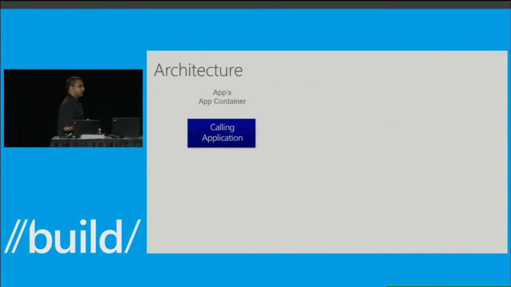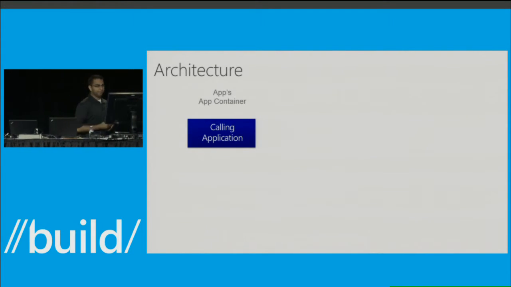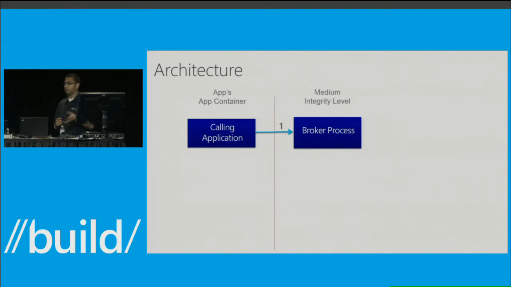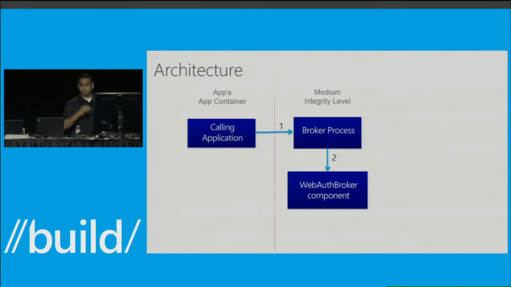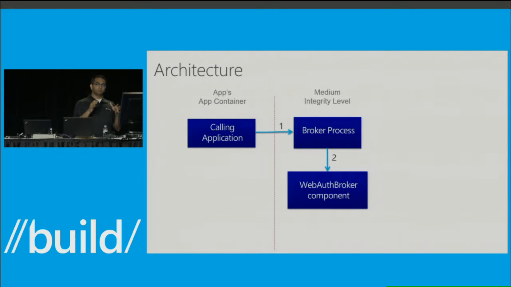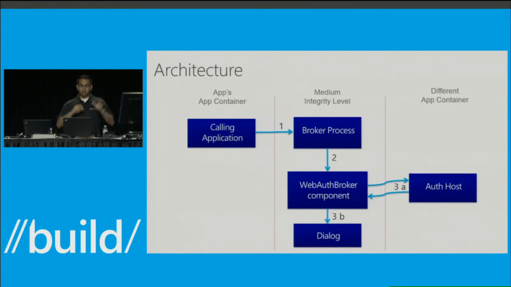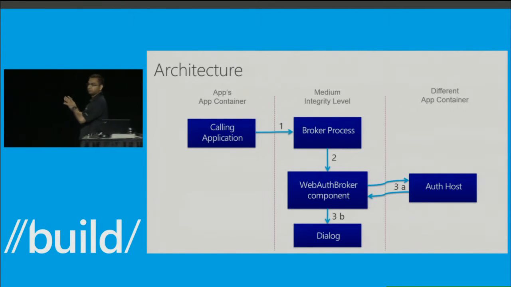So the calling application, this is the application for my photo app, makes a call to the broker process. This automatically happens when you call the WinRT API. Now this broker process spawns off a new process, which is running at the medium integrity level, which is the WebAuth Broker component. This component does two things. It spawns off a new process, which is called the auth host. Auth host is running in a separate app container. Auth host is where we do all of our web content rendering.